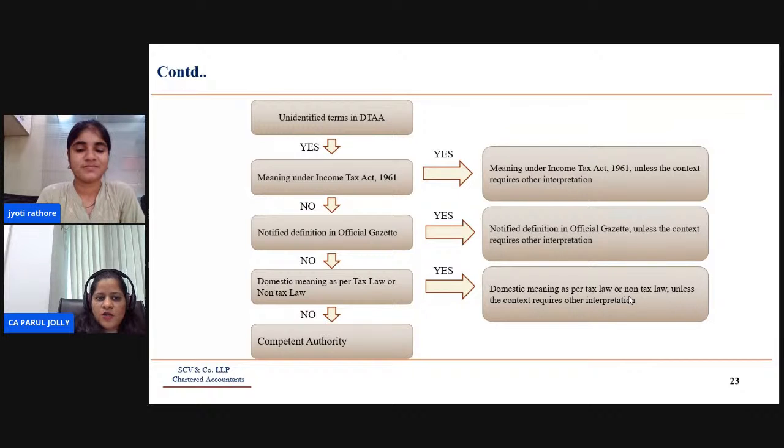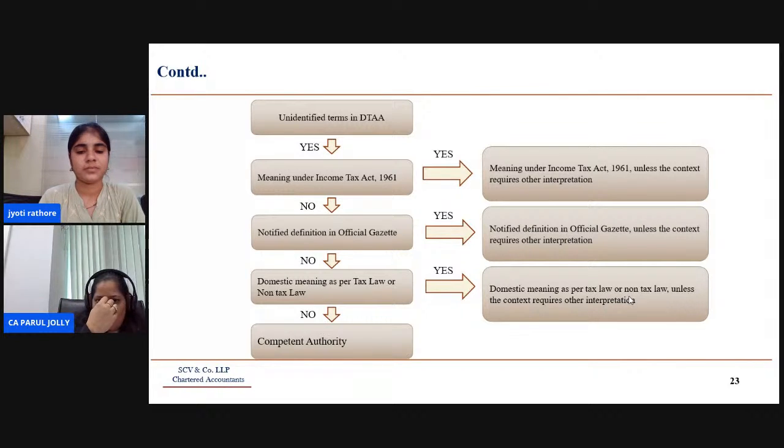However, if that term is not defined either in the Act or in the treaty, then in the context of India, Section 90, subsection 3 says that if the meaning of that term is notified by the government in the official gazette, then that definition has to be referred. And explanation 3 to section 90 subsection 3 provides that the term defined in the official gazette shall be deemed to have effect from the date on which DTA is signed.